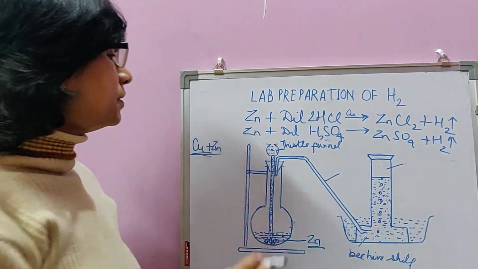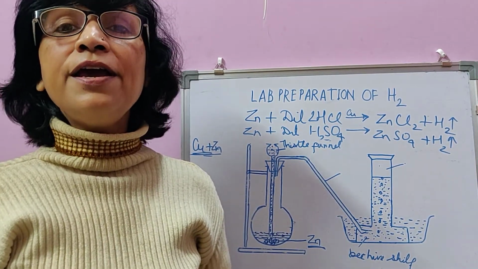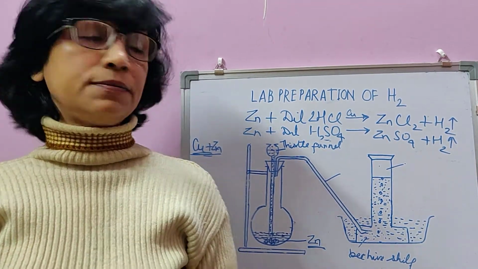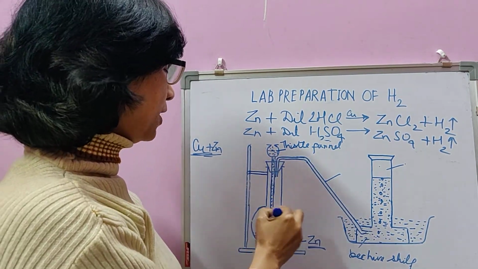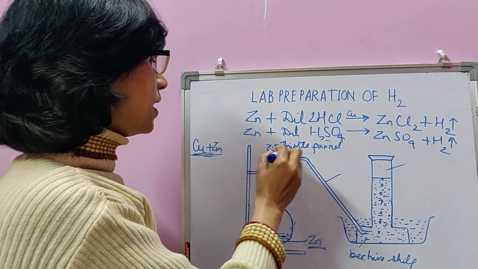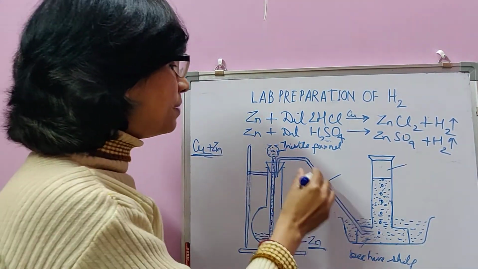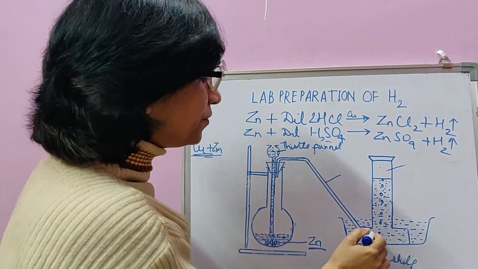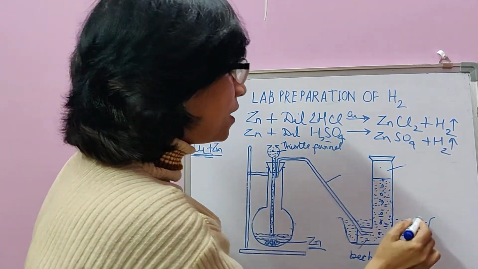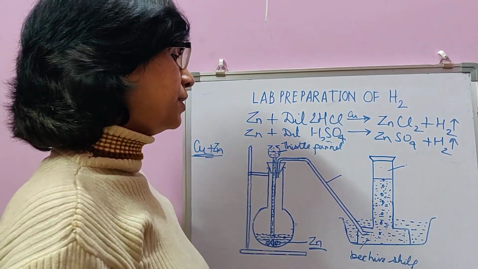The reason is that it will not be pure hydrogen, but it will have mainly air and a little bit of hydrogen. So after a few seconds, when we assume that by now the air present in the flask and in the delivery tube is out in the air, then we put the other end of the delivery tube under the beehive shelf. The beehive shelf is kept in a water filled trough and has a gas jar filled with water inverted over it.